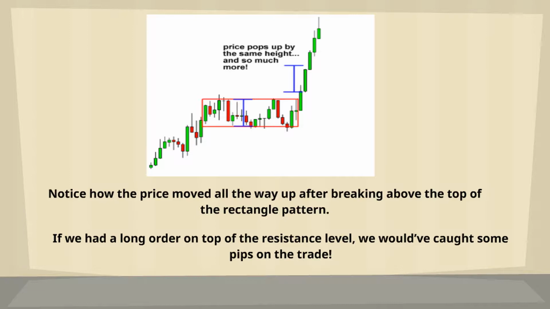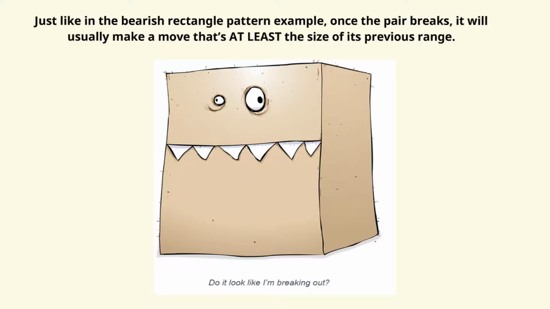If we had a long order on top of the resistance level, we would have caught some pips on the trade. Just like in the bearish rectangle pattern example, once the pair breaks, it will usually make a move that's at least the size of its previous range. Do I look like I'm breaking out?